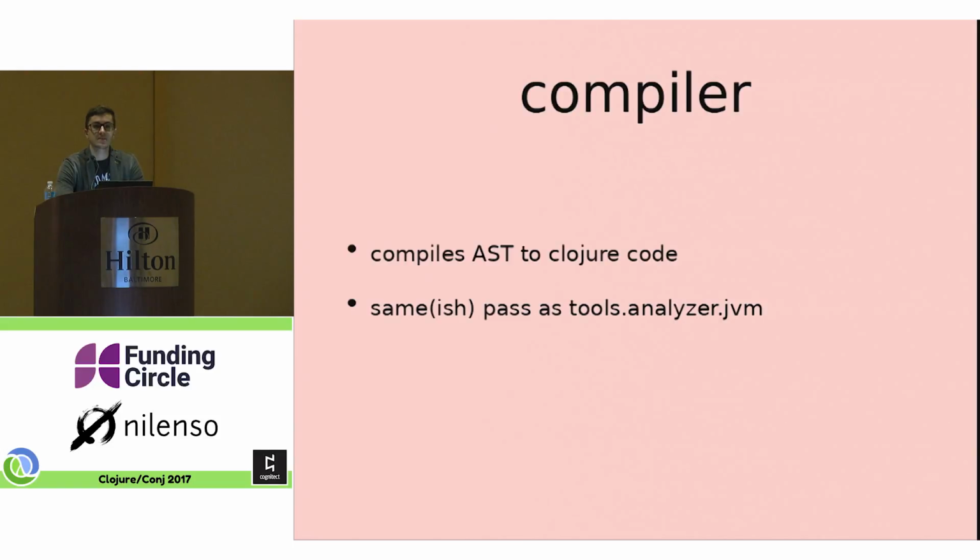Decompiler is a really simple phase that takes AST and outputs Clojure code, and it's essentially the same code that Tools Analyzer uses and that CoreAsync uses as well. And this is really, really important because by reusing the same code, we're building on top of a code base that has been proven correct for a couple of years.